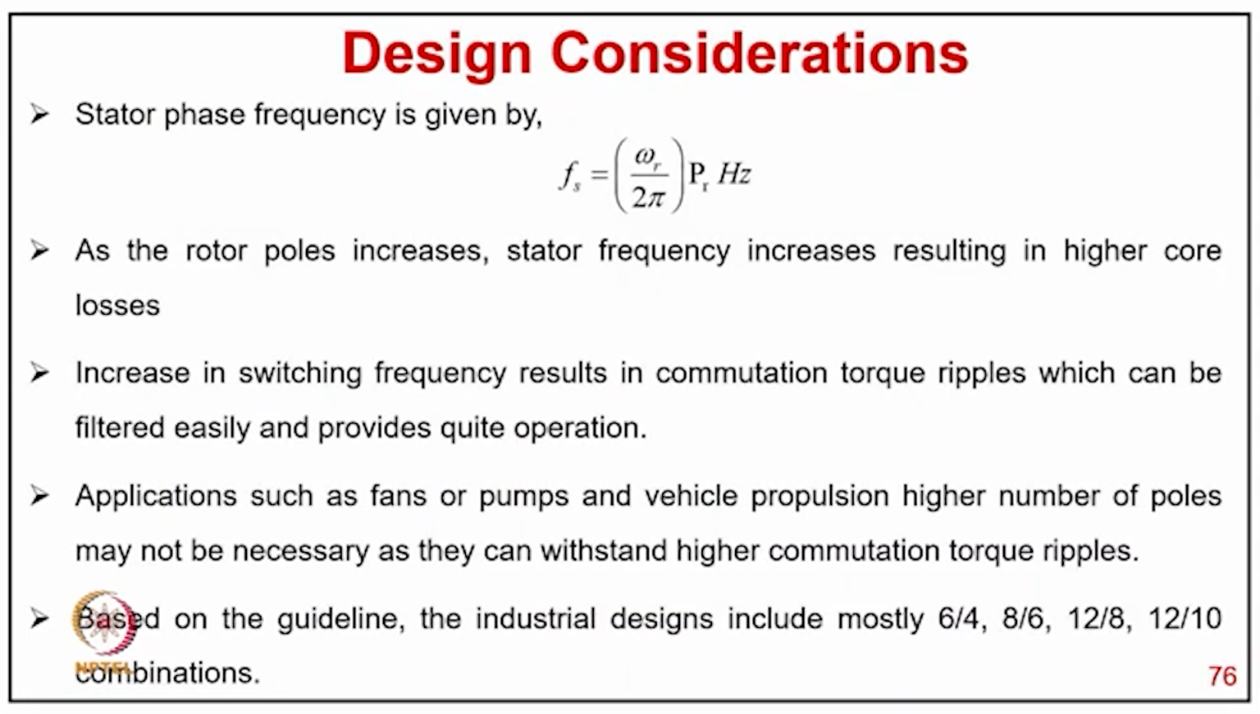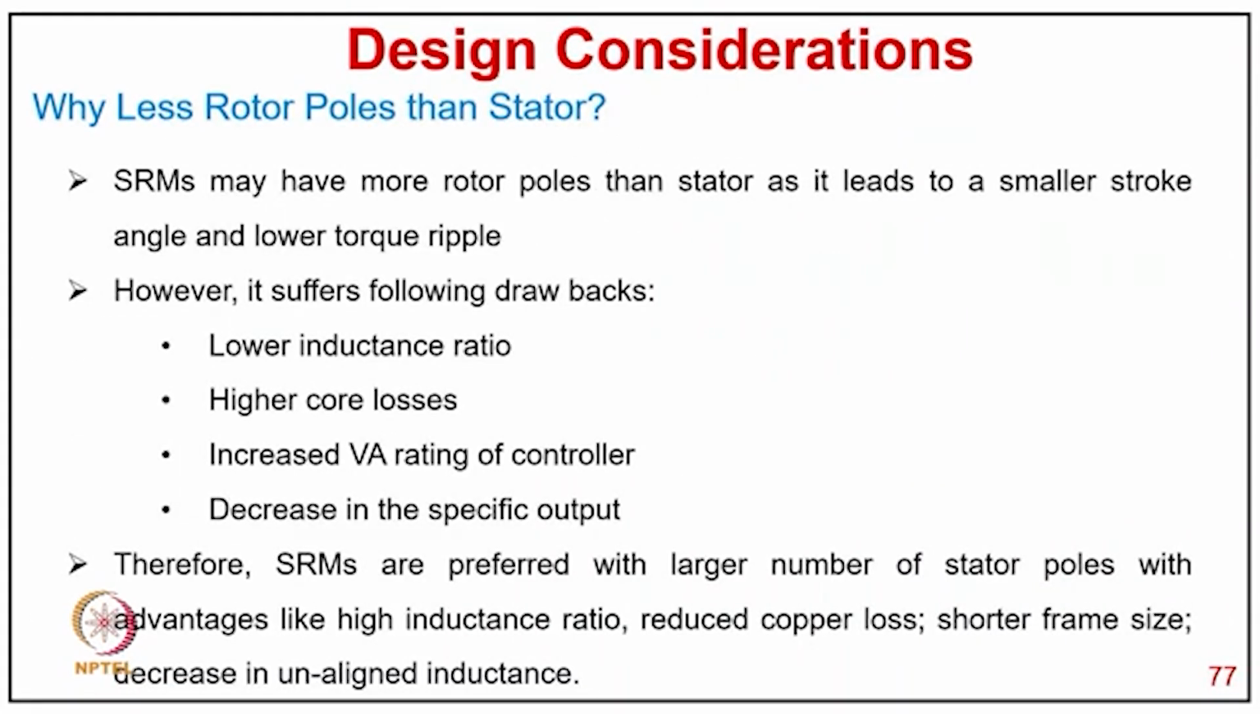Now the stator phase frequency is given by Fs equal to Wr divided by 2 pi into Pr hertz. As the rotor poles increase, the stator frequency increases, resulting in a higher core loss. Increase in switching frequency results in commutation torque ripples, which can be filtered easily and provides quiet operation. In applications such as fans or pumps and vehicle propulsion, a higher number of poles may not be necessary as they can withstand higher commutation torque ripple. Based on guidelines, industrial designs include mostly 6 by 8, 8 by 6, 12 by 8 and 12 by 10 combinations. Now, why fewer rotor poles than the stator?